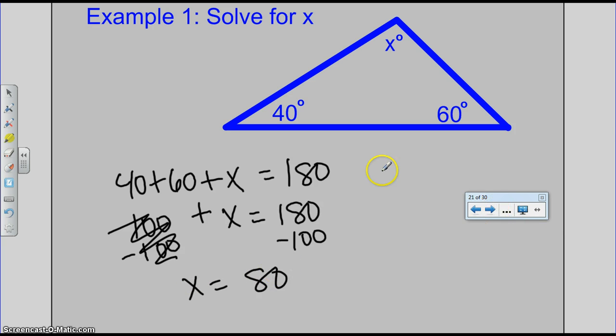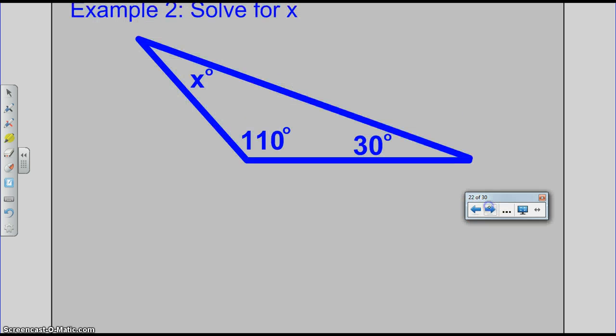So now that we know x is 80, what kind of triangle can I classify this as by the angle? If I classify this triangle by the angles, I know that this is an acute triangle. That's what I was trying to get at.